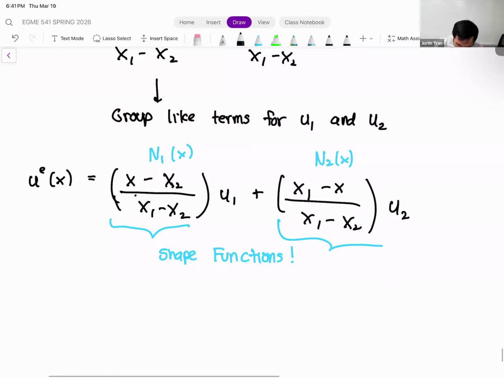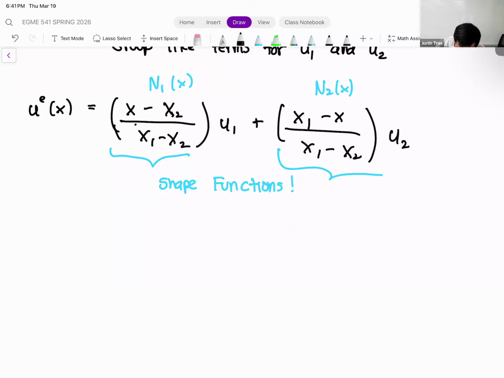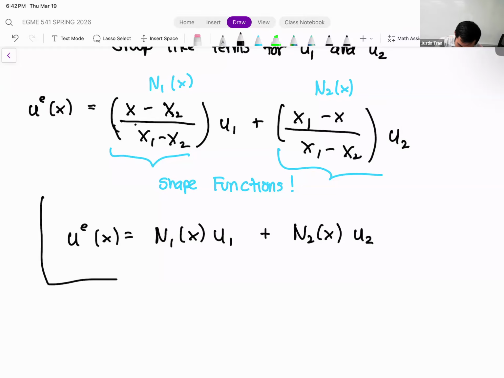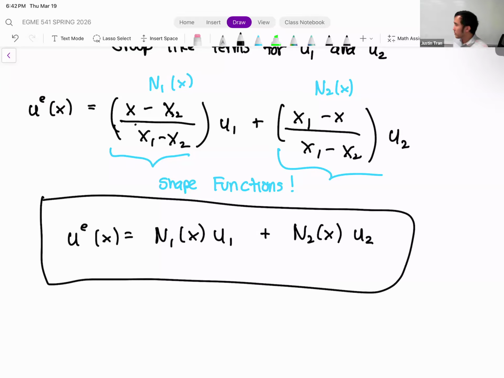Okay. And so what you get, right, based on those approximations is that UE of x is equal to n1 of x multiplied by U1 plus n2 of x multiplied by U2. Okay. Right. Where we've essentially taken our approximate function for this element and put it in terms of these shape functions. Okay. Now we'll go over the properties of the shape functions much more next time, but I do want to make one very quick observation.